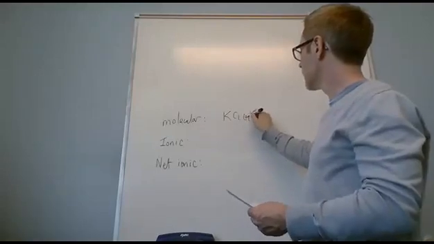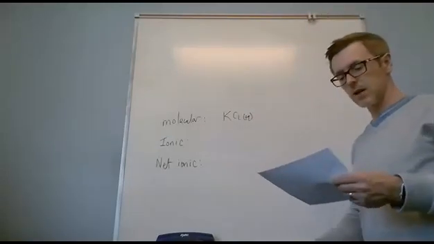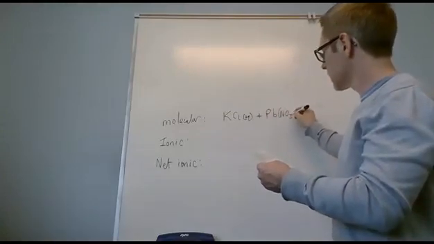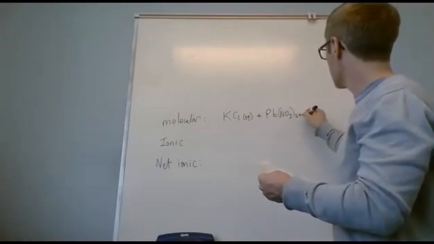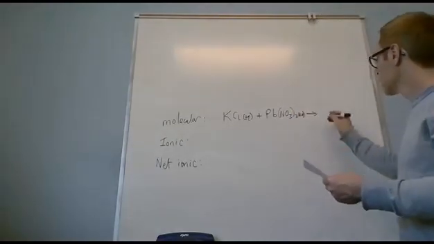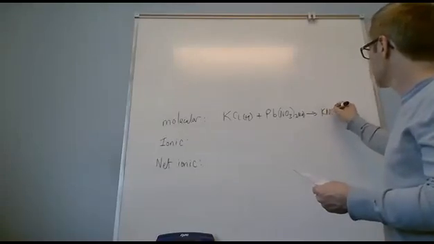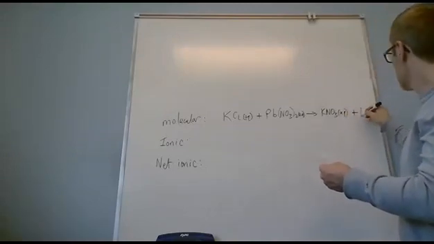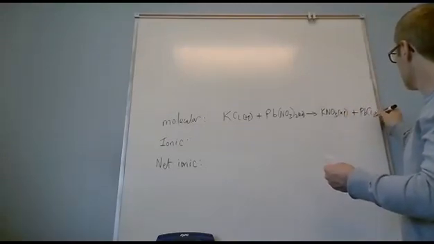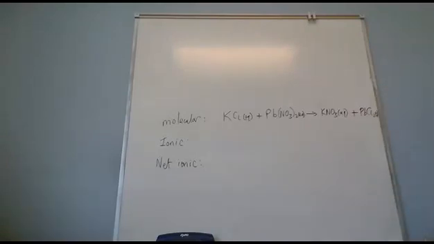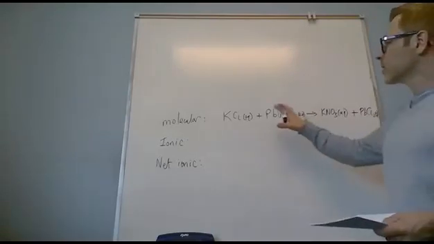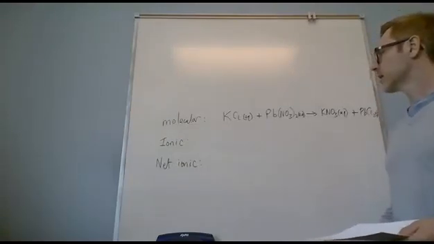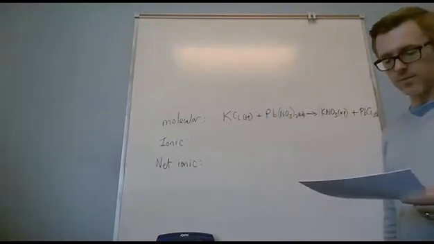So for example, KCl, AQ means aqueous, it means it's dissolved in water, plus lead nitrate, aqueous, gives potassium nitrate, aqueous, plus lead chloride, or lead 2 chloride. So this is a molecular equation because there are no exposed charges. So as you can see, we've just been looking at molecular equations.